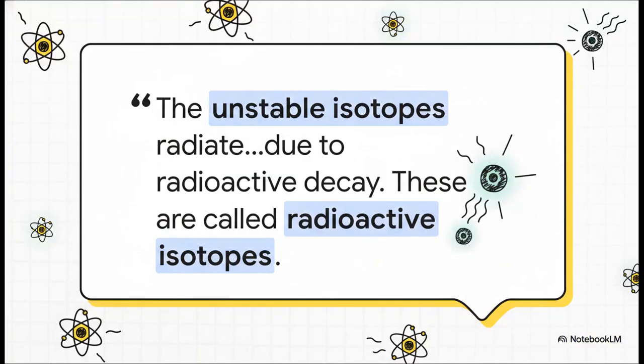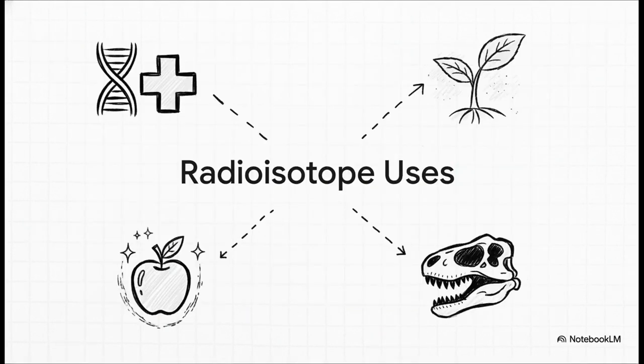Yeah, that whole stability thing is the secret sauce. Some of these isotopes are unstable, and to become stable, they have to release energy. That process is called radioactive decay. And these special radioactive isotopes have turned out to be one of the most incredible tools in all of modern science. We've figured out how to use their unique properties for a crazy range of things. We use them in medicine to find and treat diseases like cancer. We use them in agriculture to see how plants are using fertilizer. We use them to keep our food fresh longer. And we even use them to figure out how old dinosaur bones are.